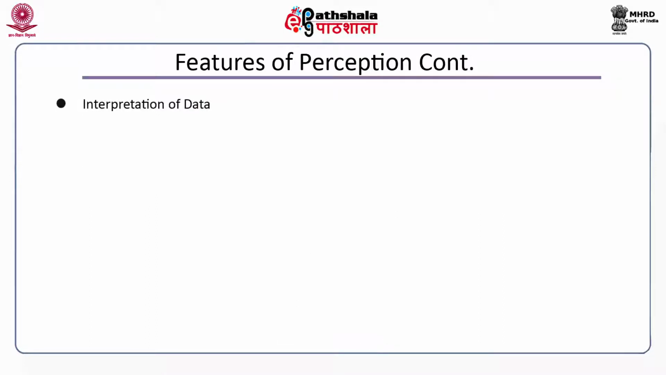Interpretation of data. It means to interpret the sensory data. Sensation engages in finding out whether the stimulus is present or not. However, perception engages in comprehending the stimulus. For example, if we see something for the first time, then it is a visual image for us, but our sensory organ like the brain interprets that thing and then we understand that. That understanding is called perception.